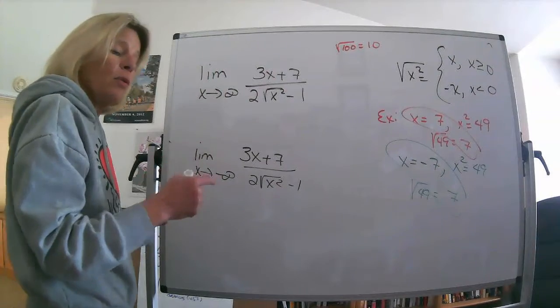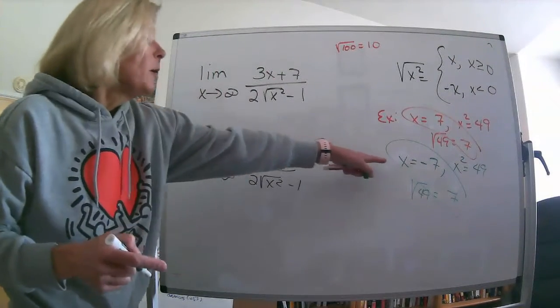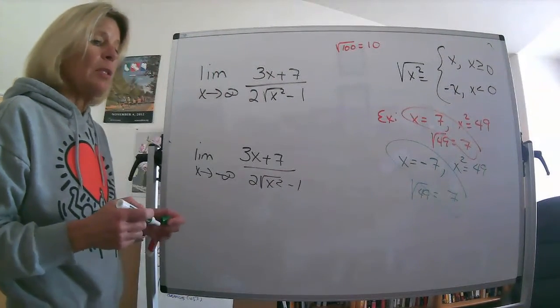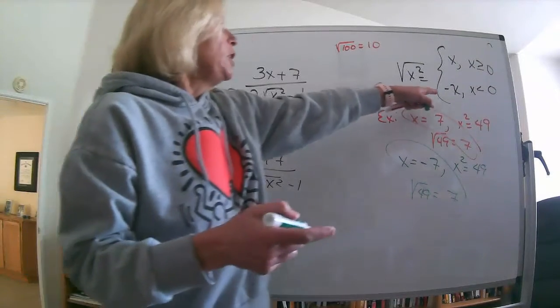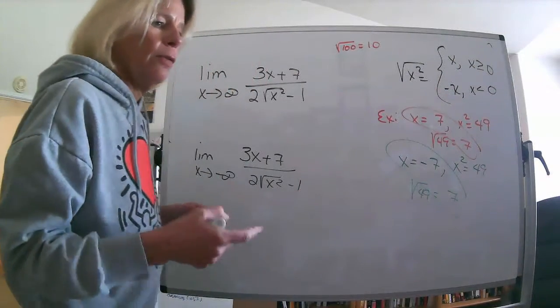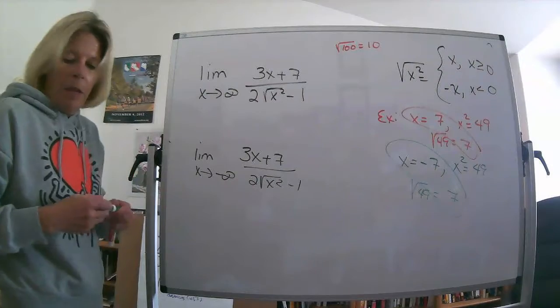So the square root of 49 is still 7. Since I started out with x equals -7, my answer is the opposite of that, which we denote by the minus out in front, or the negative sign.